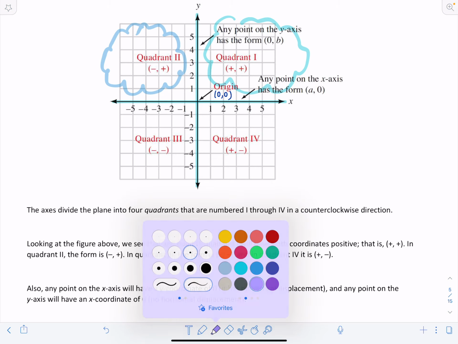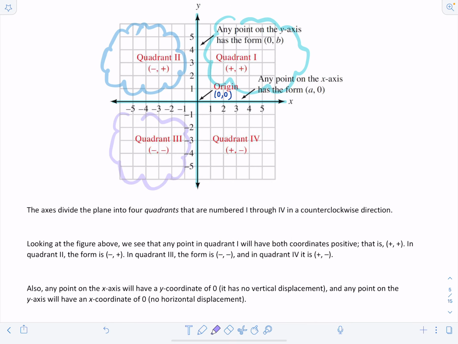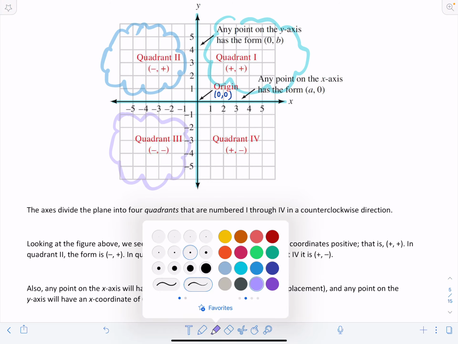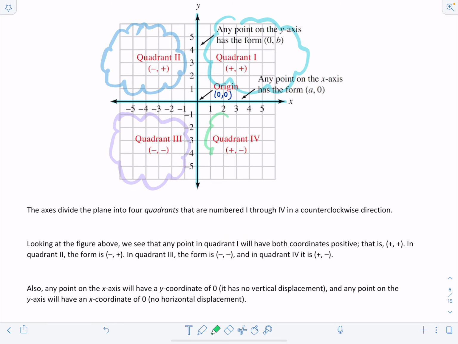In quadrant 3, which is down here on the left, both the x and y coordinates will be negative for any point that lives there. And in quadrant 4, you could probably guess, it's positive, negative. X is positive, y is negative. This is going to be useful, especially later on as we study trigonometric functions and their signs.